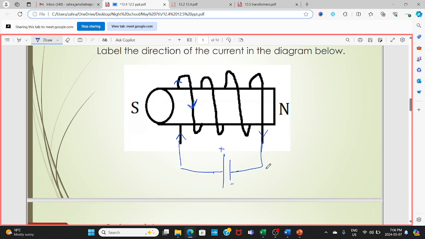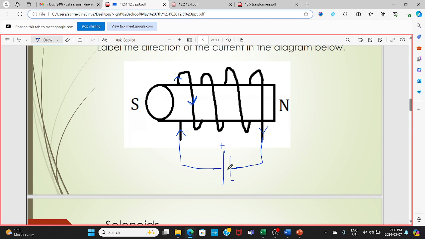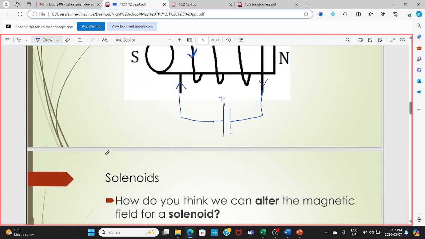Any question before I move on? Definitely you will get a battery and be asked what is the north or south, or you will get the direction of current. You get the direction of current, tell me which one is north and which one is south, or you will get the north and south pole and you need to figure out the direction of the current, okay? Definitely, this is one of your multiple choice questions.